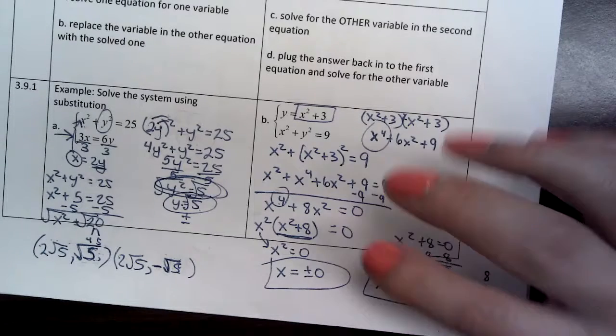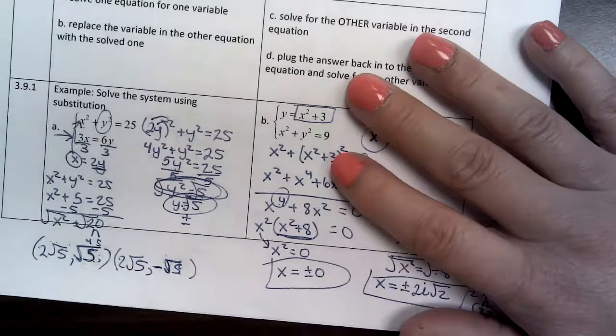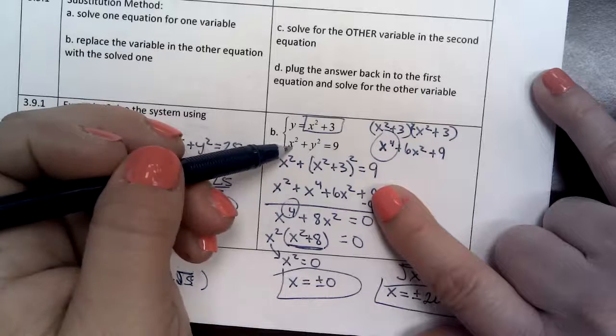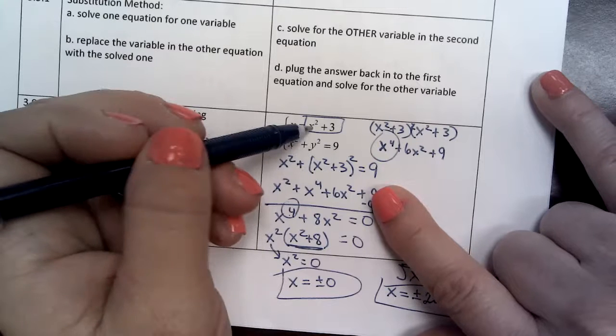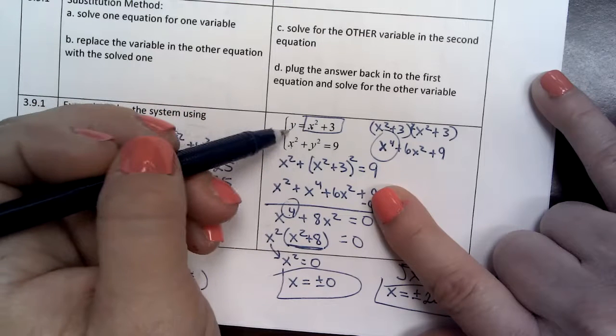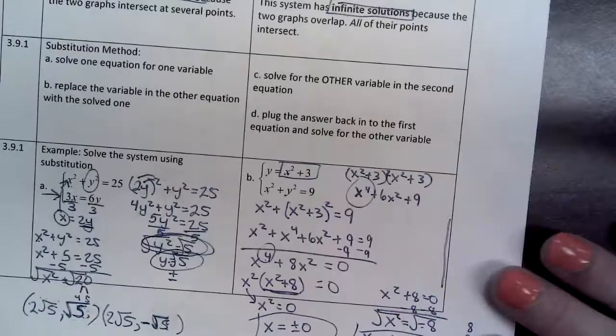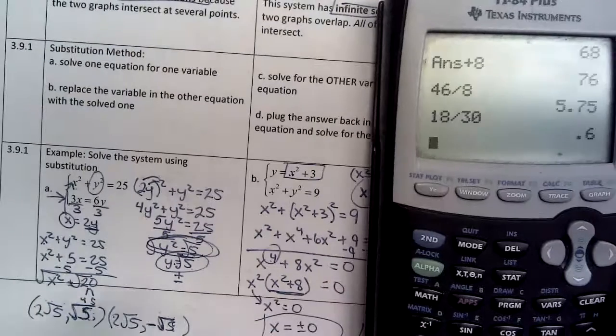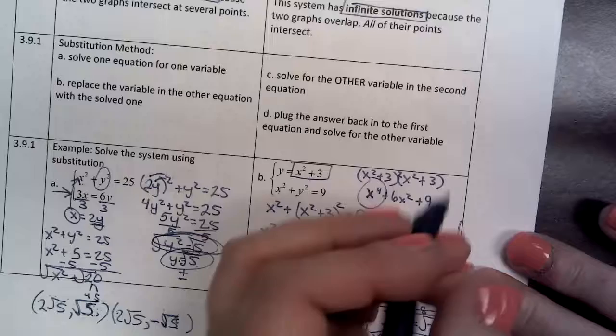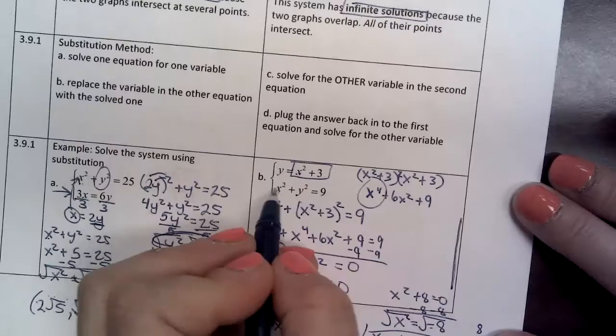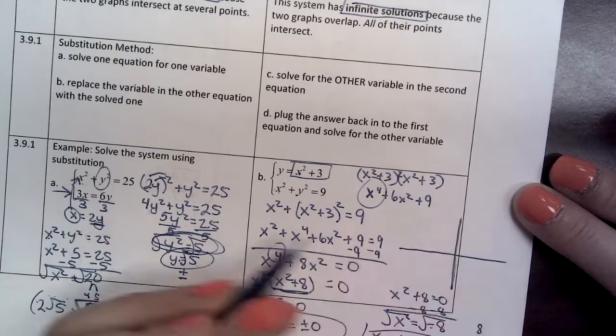So these actually cross in 2 places, and it makes sense because this right here is a circle, and this right here is a parabola. So if you look at the graph, actually, let's just graph. It'll be easier here just to show you on this, because otherwise I have to solve this one to enter it.